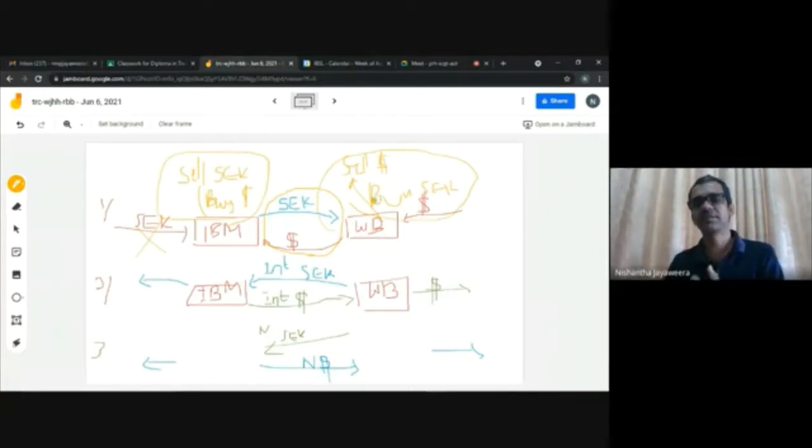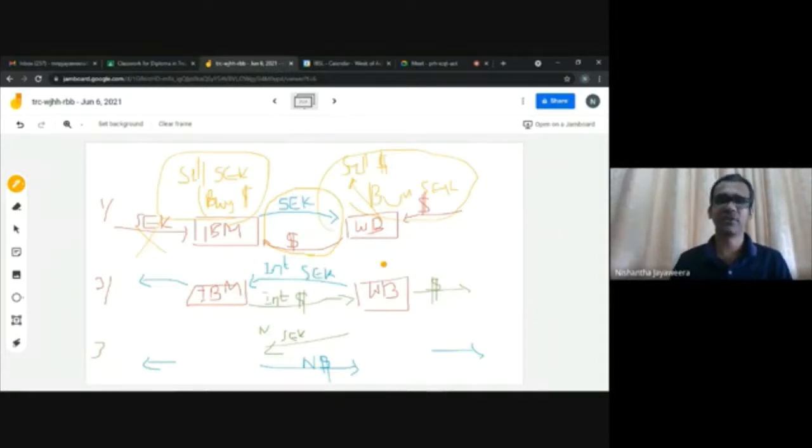Same thing happens on the World Bank side. They have to go to the market and sell Swedish krona and buy dollars. Then again, they are exposed to the exchange rate risk. So they want to avoid it. To avoid that, they will consider this part as well. Then it becomes a part of the currency swap.